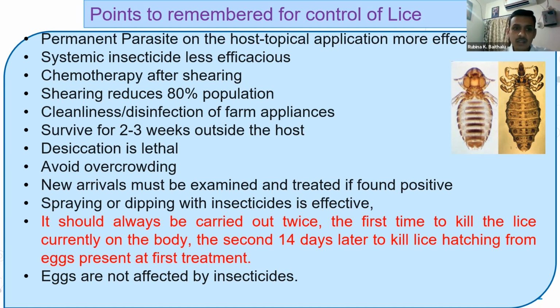However, they are very prone to desiccation. Always try to maintain ventilation inside the animal shed, and overstocking or overcrowding should be avoided. Whenever you bring any new animals to the shed, they should be properly examined and treated if found positive. Spraying and dipping with insecticide is also very effective.